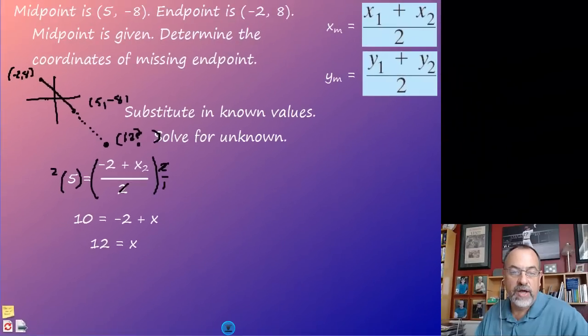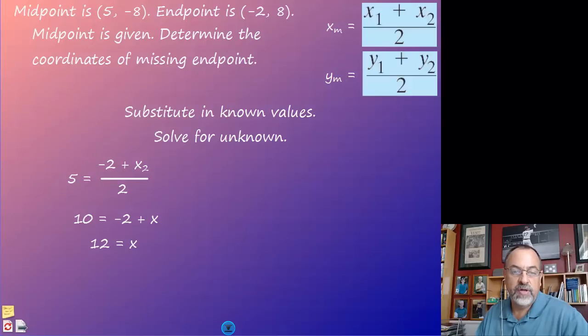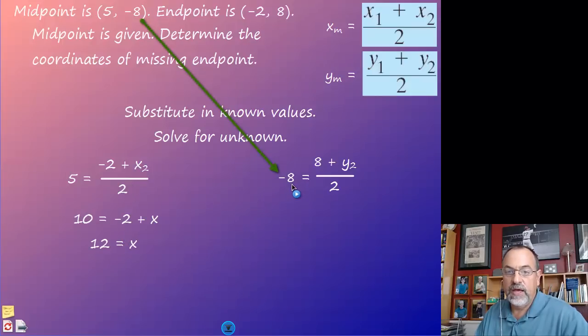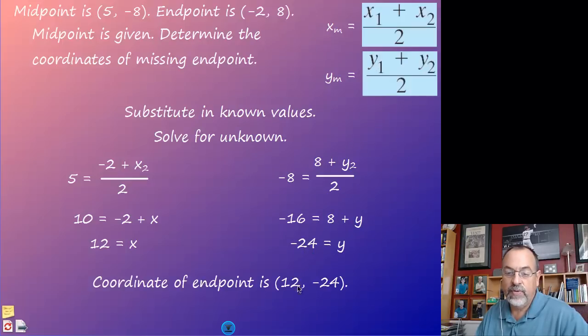So now I need to find the y-coordinate, so I do the same thing again, only this time I do it with the y's. So I substitute in the y value of the midpoint, which I know, and then I substitute in a y value that I know, and then I have one y value that I don't know, and then I simply solve this equation. So multiplying both sides by 2 eliminates the 2 in the denominator, and solve this. So my coordinate then of my endpoint is 12, negative 24.